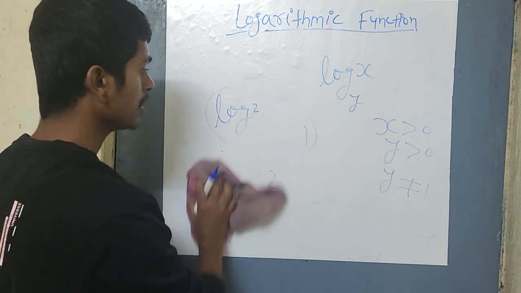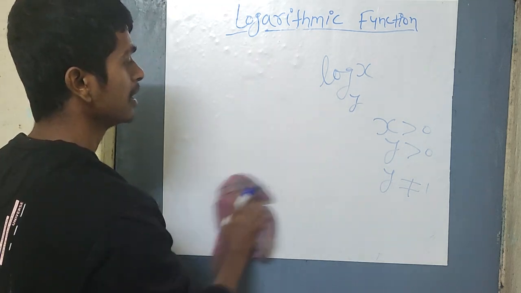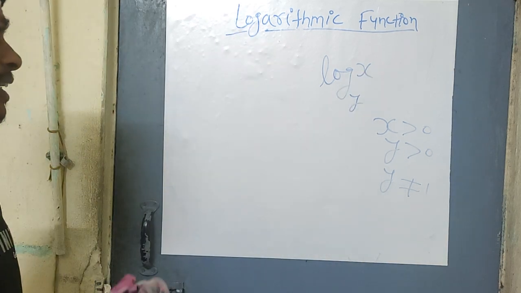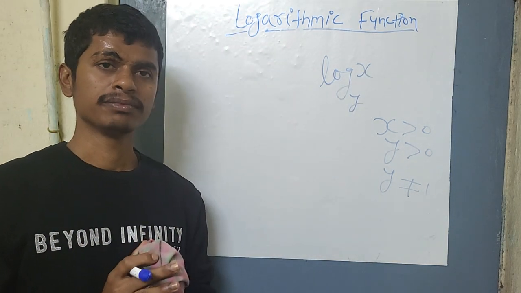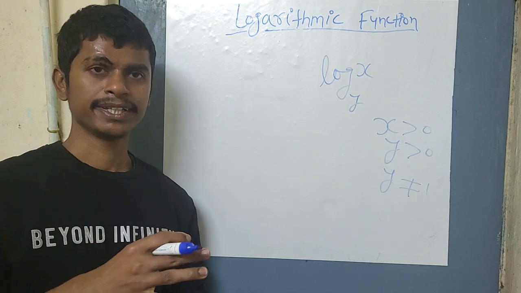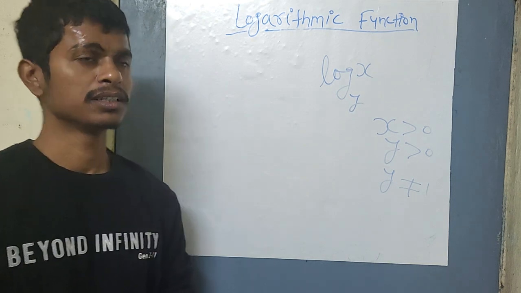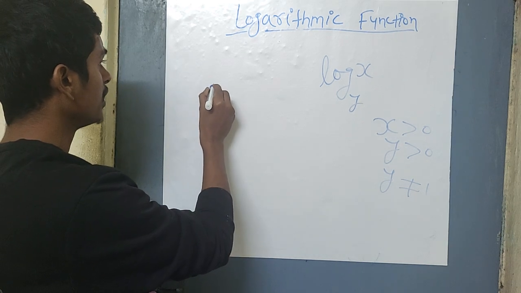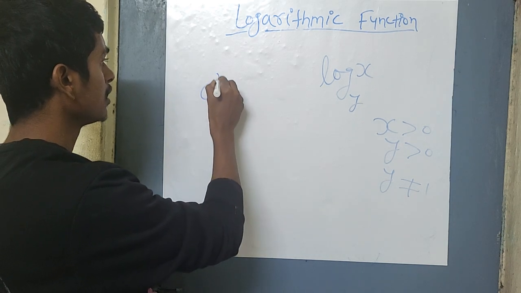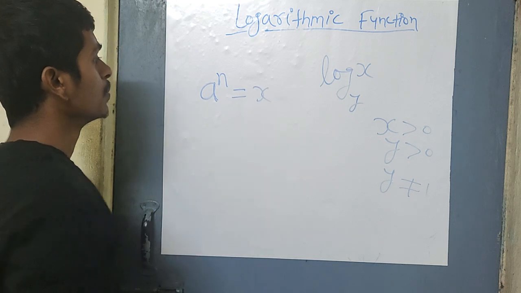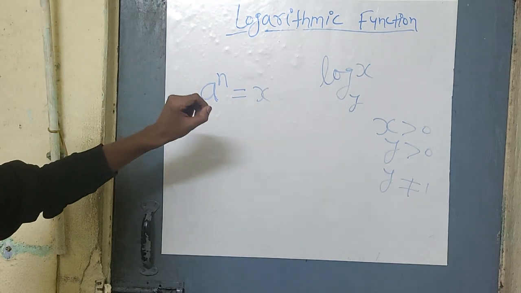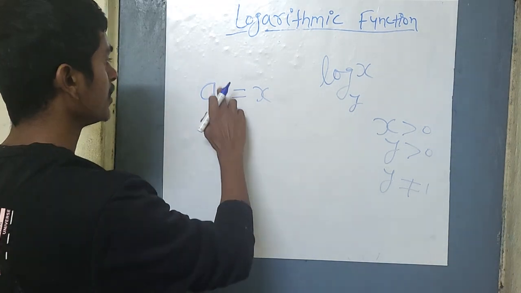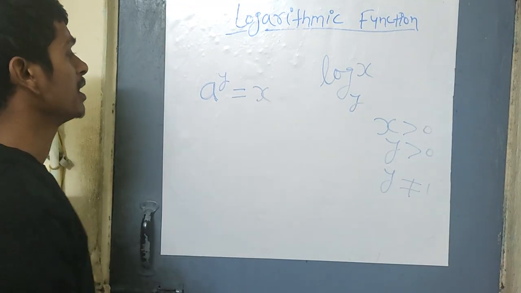Okay. Similarly, why can we not take x as negative? Actually, log is the inverse of the exponential function. So suppose we have a to the power y equal to x.